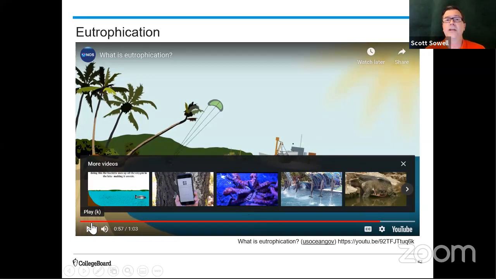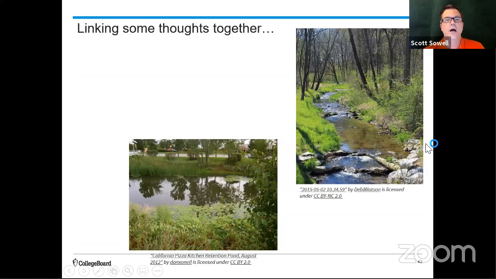Or imagine a big golf course nearby where they have to maintain that lush kind of monoculture crop of grass. That's going to require fertilizer. So while we can think of agriculture and wastewater, we also need to think of personal, residential, commercial causes of this as well. All right, so now let's link some stuff together.